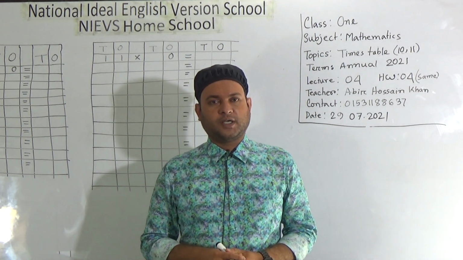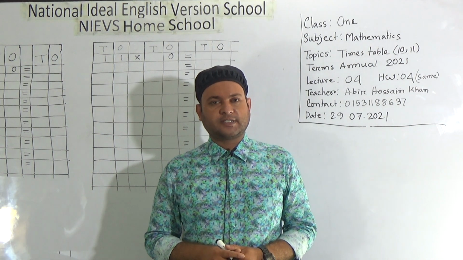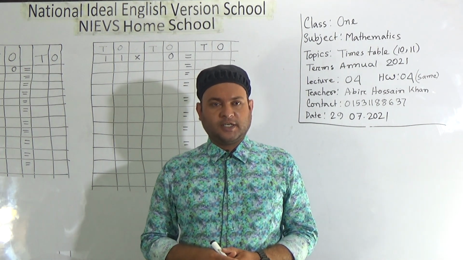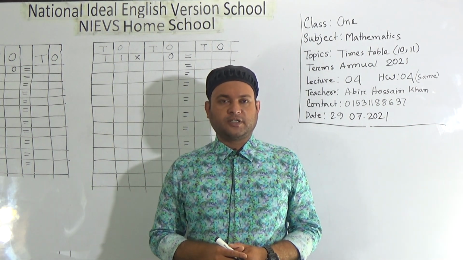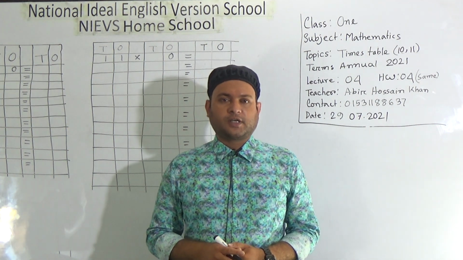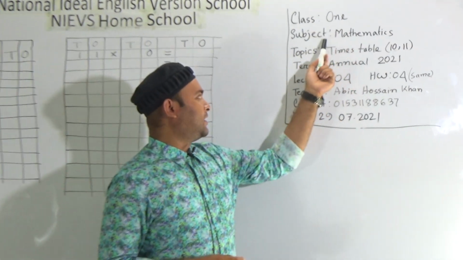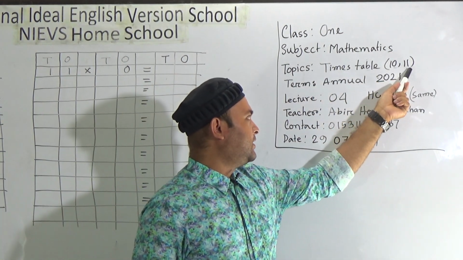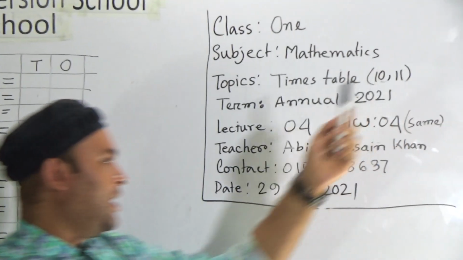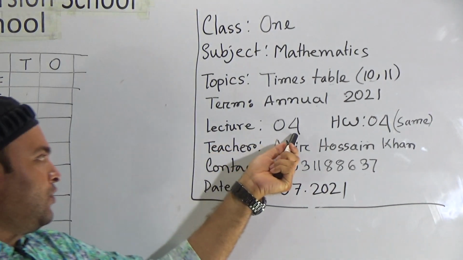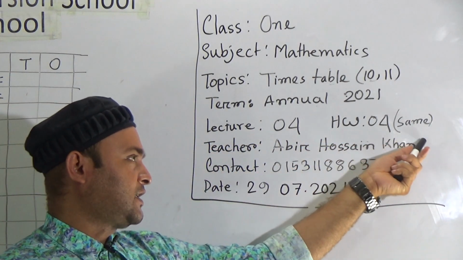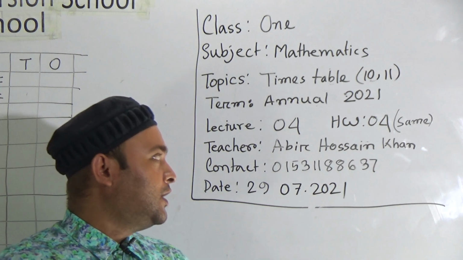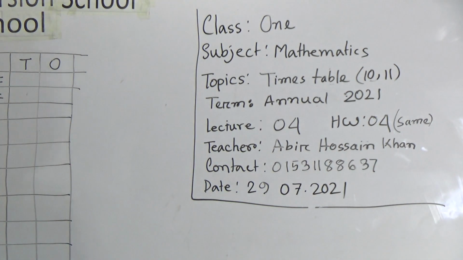This is Abir Hossain Khan, Assistant Teacher in Mathematics at Day Shift of National Ideal English Version School. Today I am going to take a Mathematics class for Class 1. Our today's topic is times table, the times table of 10 and 11. Our today's lecture 4 and HW is the same as this class. Now let's start our class.